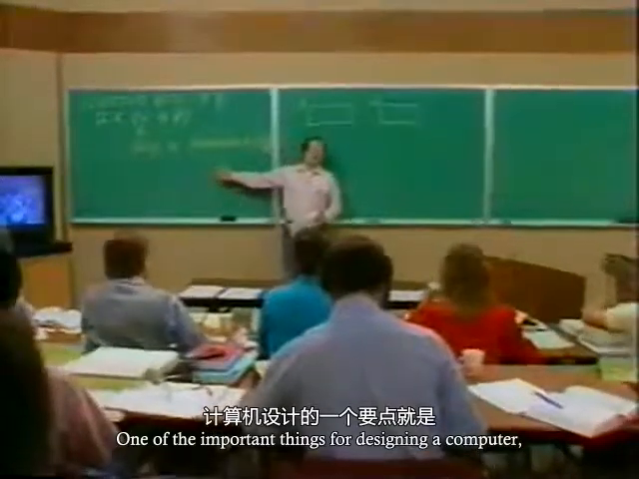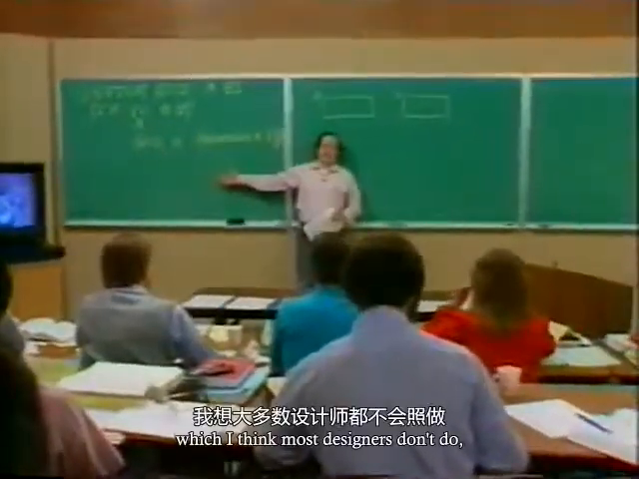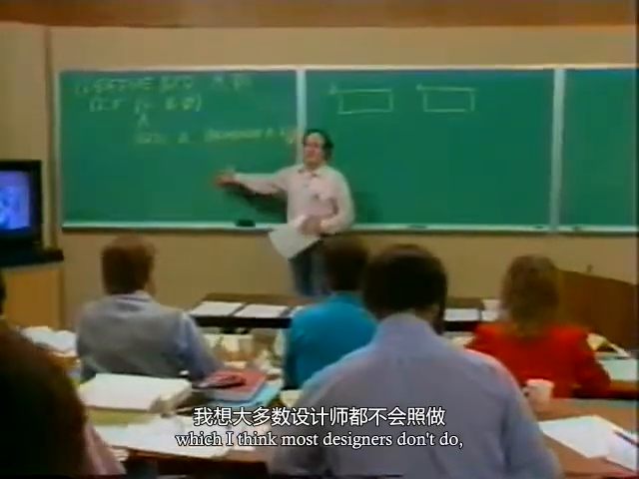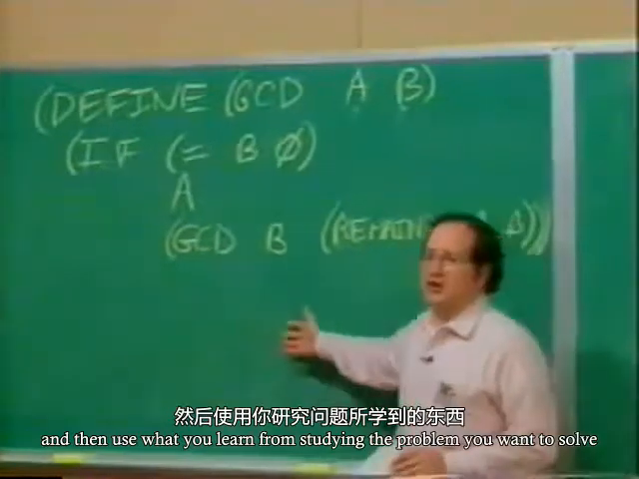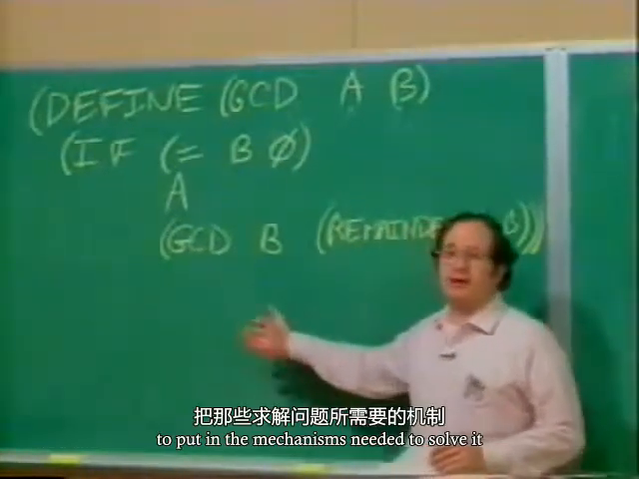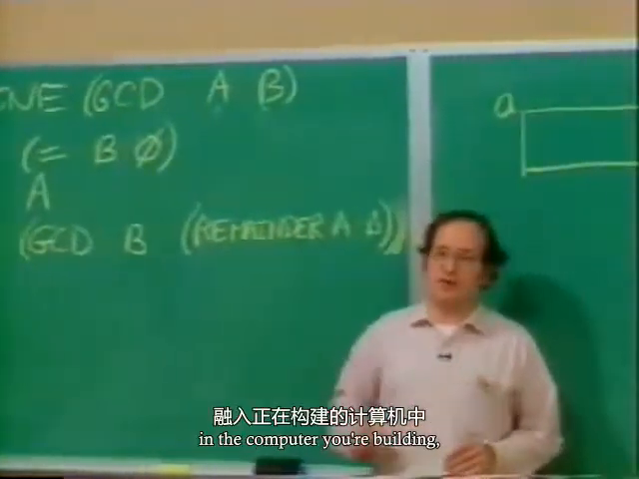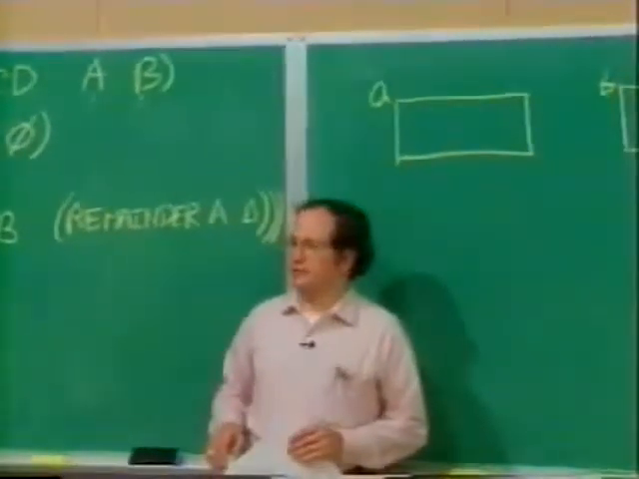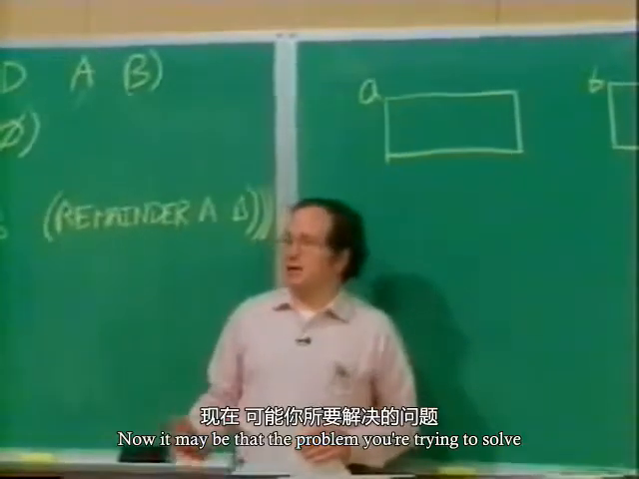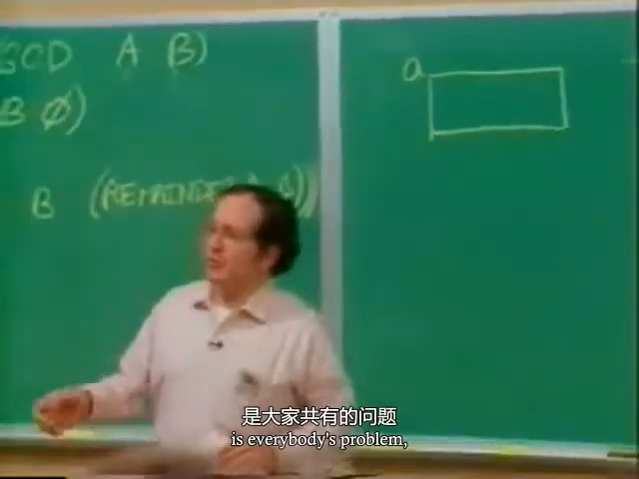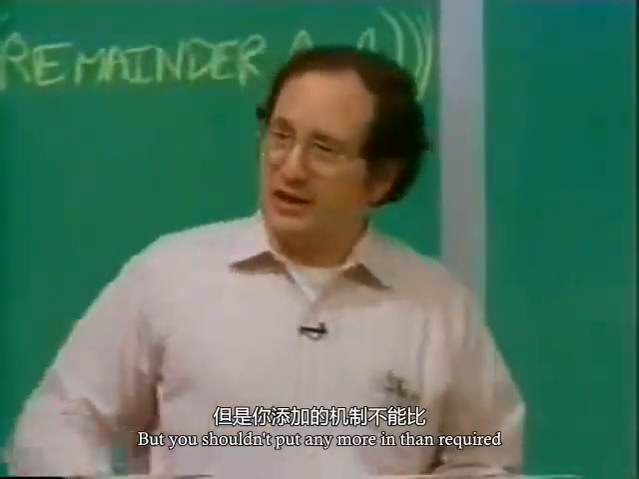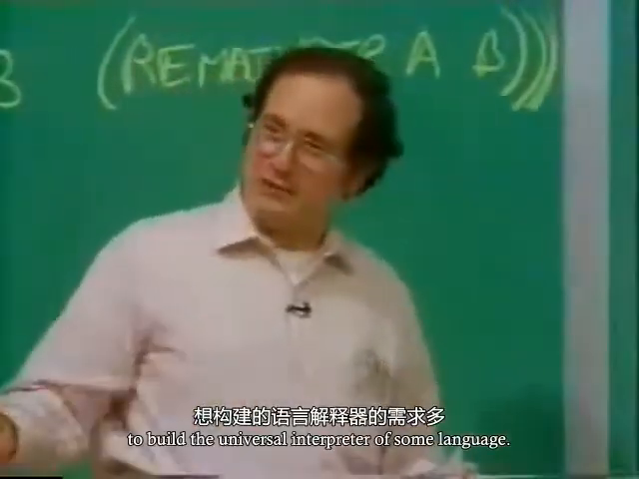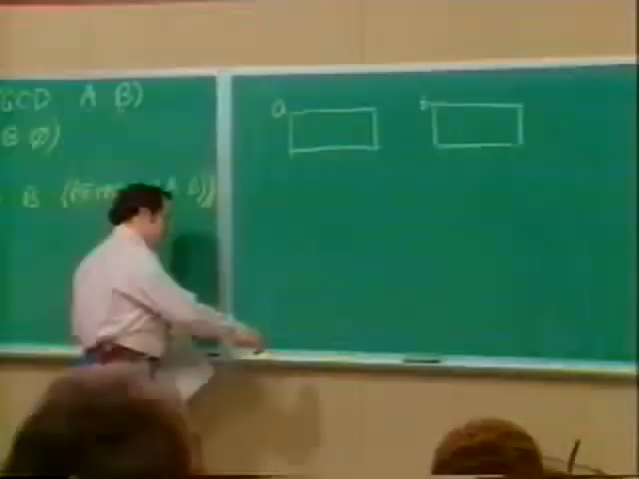One of the important things for designing a computer, which I think most designers don't do, is you study the problem you want to solve. And then use what you learn from studying the problem to put in the mechanisms needed to solve it in the computer you're building. No more and no less. Now, it may be that the problem you're trying to solve is everybody's problem, in which case you have to build in a universal interpreter of some language. But you shouldn't put any more in than required to build the universal interpreter of some language. We'll worry about that in a second.